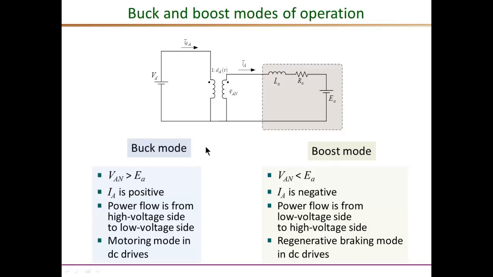So the buck mode, for example, could correspond to the normal motoring operation of a DC motor, whereas the boost mode can correspond to the regenerative braking in the DC motor. Or the buck mode corresponds to power flow from a high voltage battery to a low voltage battery, and the boost mode is just the opposite. Also notice that there is actually no change in the circuit configuration to go from the buck mode to the boost mode. All we need to do is to change the D by the controller, such that the VAN average is the desired value that determines whether it is boost mode or the buck mode.